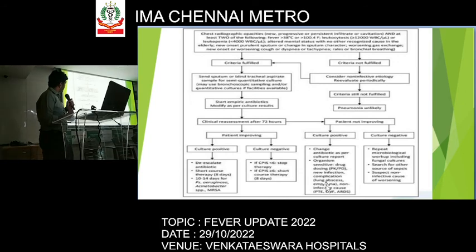So when a patient fulfills these criteria of HAP or VAP, then we have to consider sending the sputum or blind tracheal aspirate and start the patient on empirical antibiotics. We have to assess for clinical betterment after 72 hours. If the patient is improving and culture positive, we de-escalate based on the culture. If the patient is improving and culture negative, there is a scoring system which we follow for de-escalating the antibiotics or course of therapy. That is called the CPIS scoring.